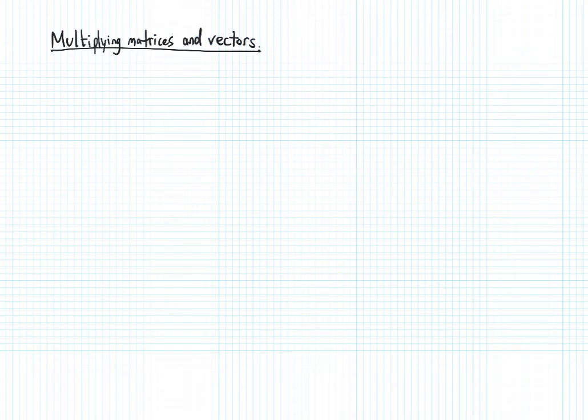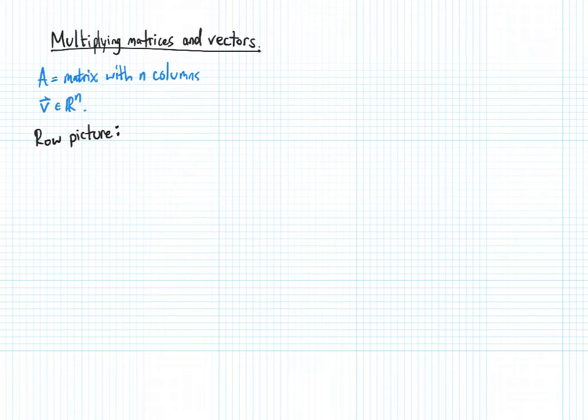So now we're ready to talk about matrices again. Let's say that you have a matrix with n columns. Let's call this matrix A, and let's say that V is an n-dimensional vector. There's a rule for how to multiply the matrix times the vector. And actually, it's one of those things where there are different ways of understanding the same thing. So we're going to start by understanding it one way. And this is called the row picture.